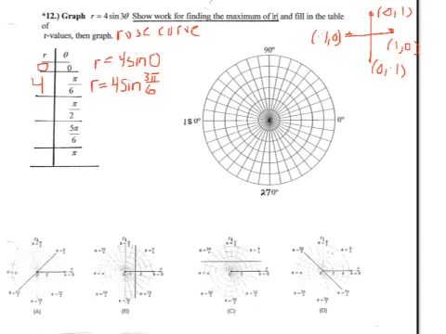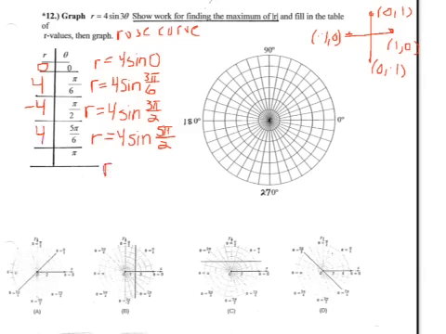Then we're going to plug in pi over 2, but we need to multiply that by 3, so we get 3 pi over 2. And the sine of 3 pi over 2 is -1, so times 4 would be a -4. Then we're going to plug in 5 pi over 6, but we need to multiply that by 3, so that'll turn into 5 pi over 2. 5 pi over 2 is the same as pi over 2, so the sine of that is 1. So we need another 4.